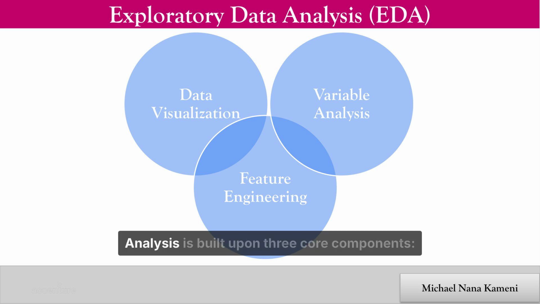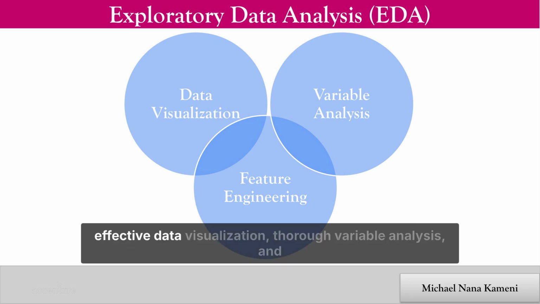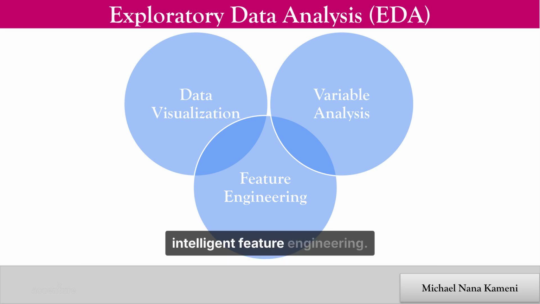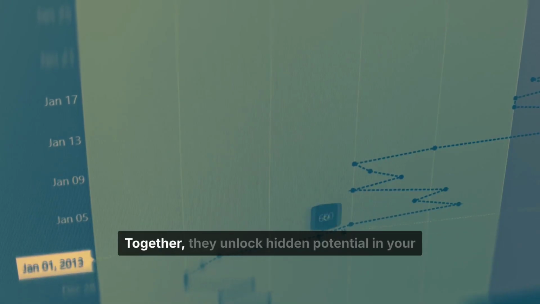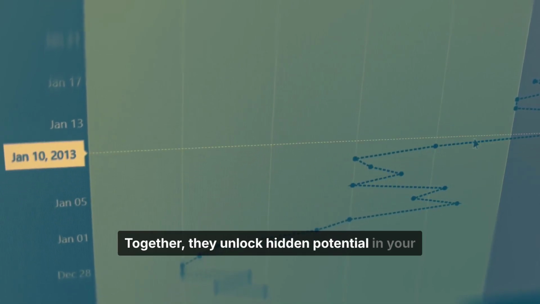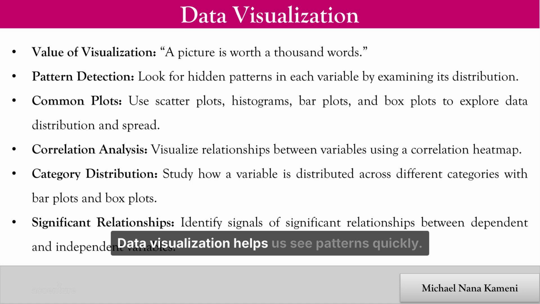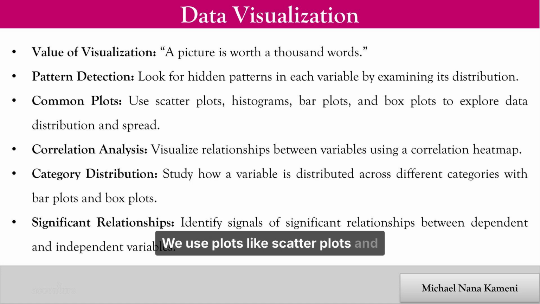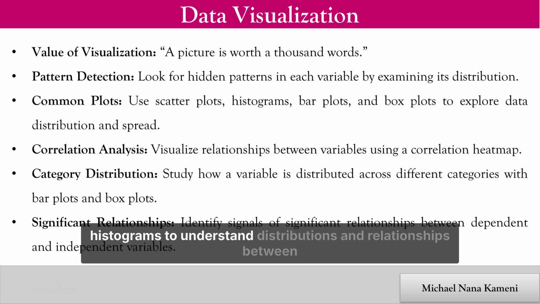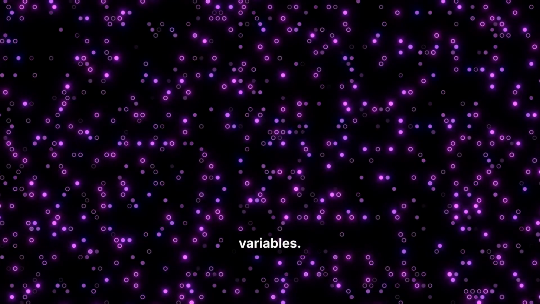Exploratory data analysis is built upon three core components: effective data visualization, thorough variable analysis, and intelligent feature engineering. Together, they unlock hidden potential in your dataset. Data visualization helps us see patterns quickly. We use plots like scatter plots and histograms to understand distributions and relationships between variables.